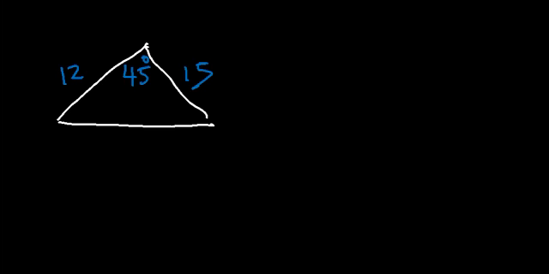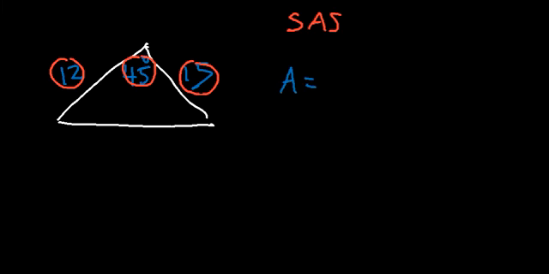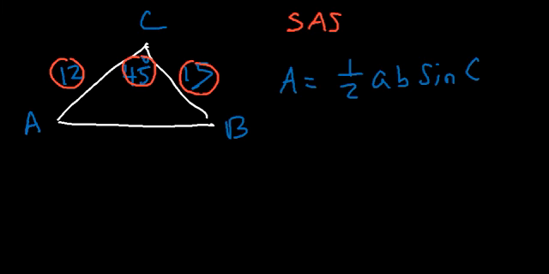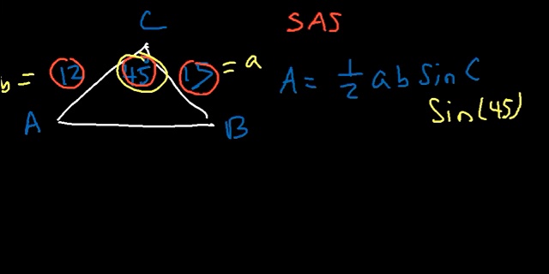So here we have a side angle side triangle, SAS. The equation that you want to use is area is equal to 1/2 ab sine of C. So let's say this is angle A, this is angle B, and this is angle C. Angle C, therefore, is 45 degrees. This would be side a, this is side b. So if you have the angle and the two adjacent sides, you can use this equation.